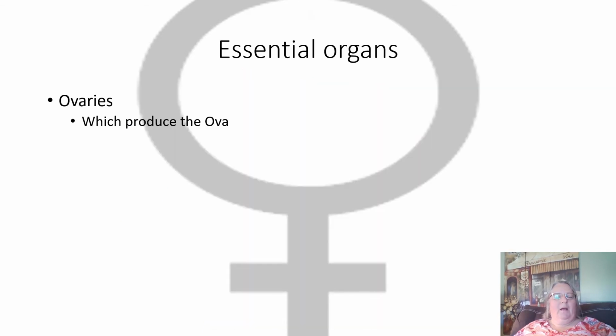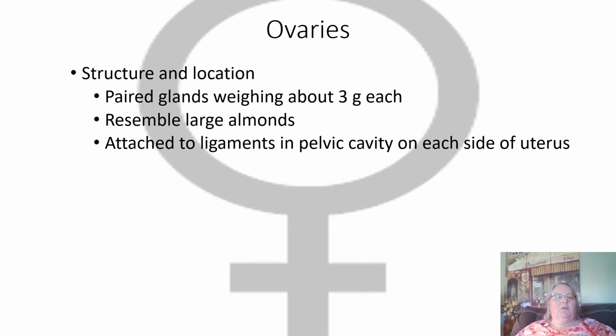We're going to have quite a conversation about ovaries. Ovaries are essential organs, and they produce the ovum. Structural location: they're a pair of glands about 3 grams each, and they resemble a large almond. They are attached to ligaments in the pelvic cavity on each side of the uterus. So you have 2 ovaries.